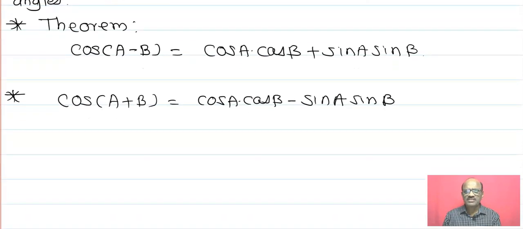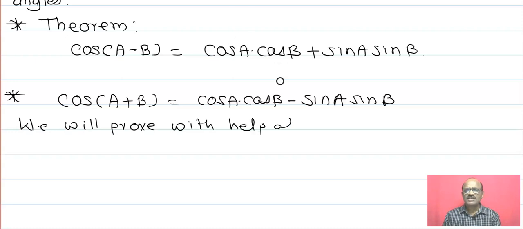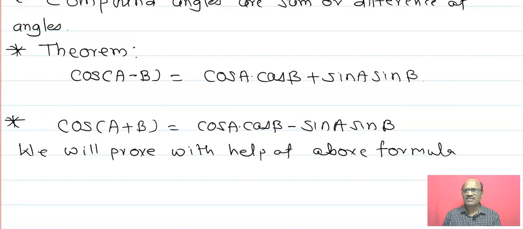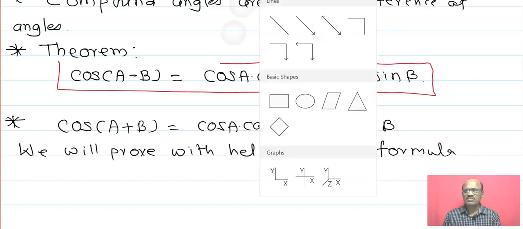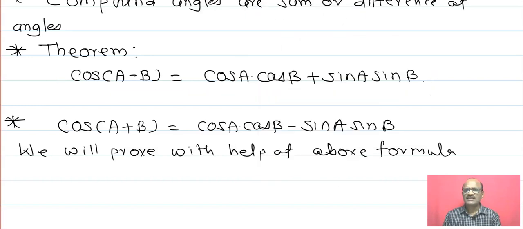How to remember this formula? I will explain again, because there are a number of formulas. Whenever there is the cos function on the left, the same functions are on the right hand side: cos A cos B, then sin A sin B. Therefore, cos of A plus B is equal to cos A cos B minus sin A sin B.